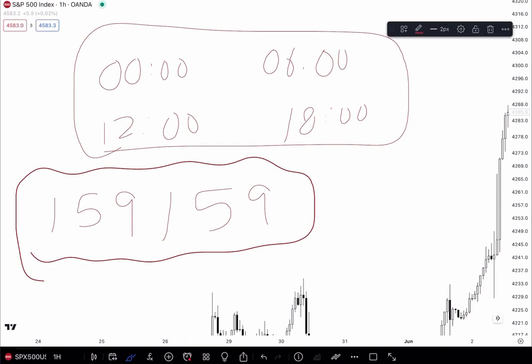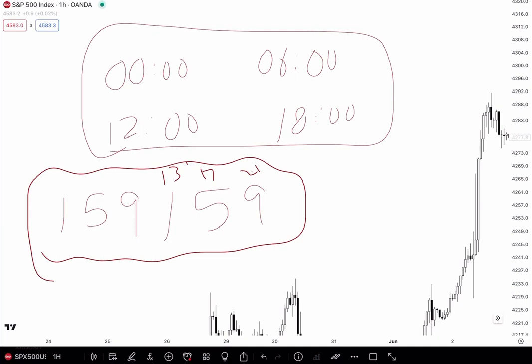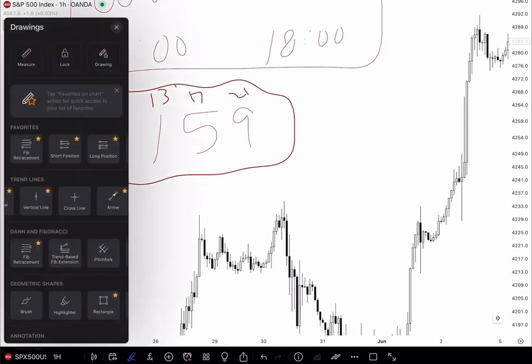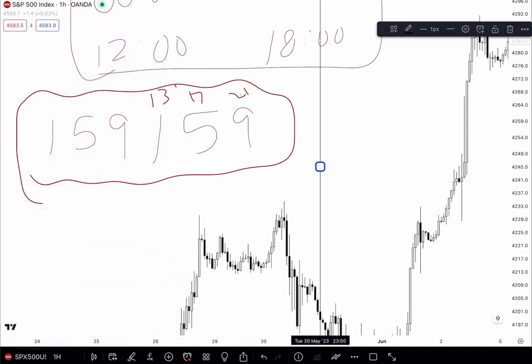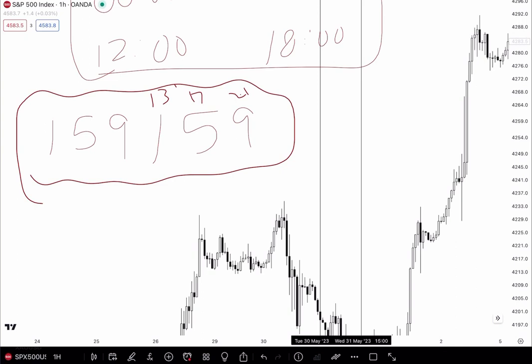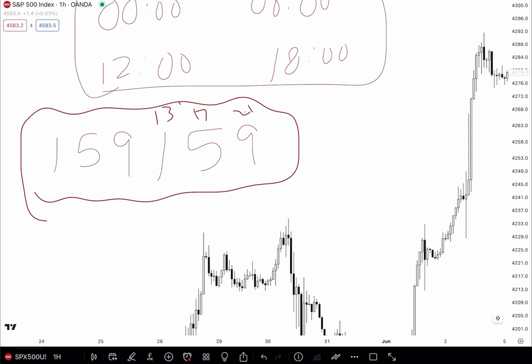Let's go even deeper. Of course, this being 13, 17, and 21. All right? What does this mean to you? These are the opening times of the 4-hour candles. I've mentioned before in the recordings that the opening times are fixed and the closing times are fixed. So that's 50% of the equation solved already, right?